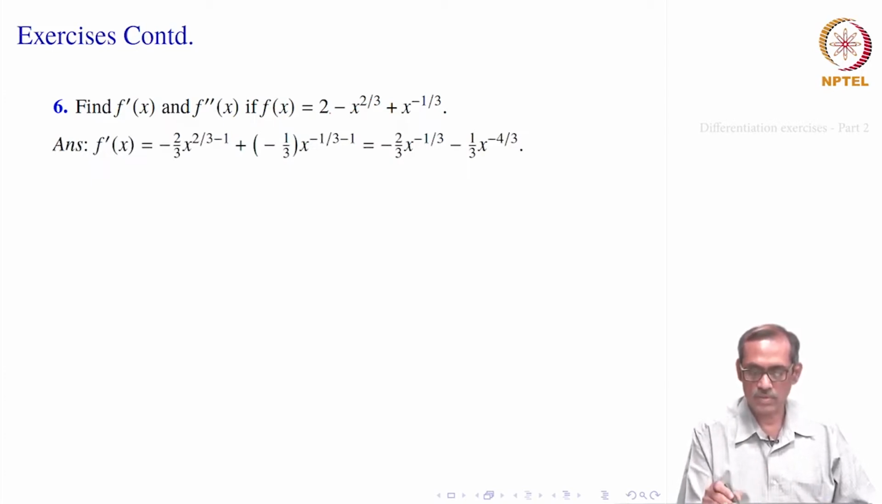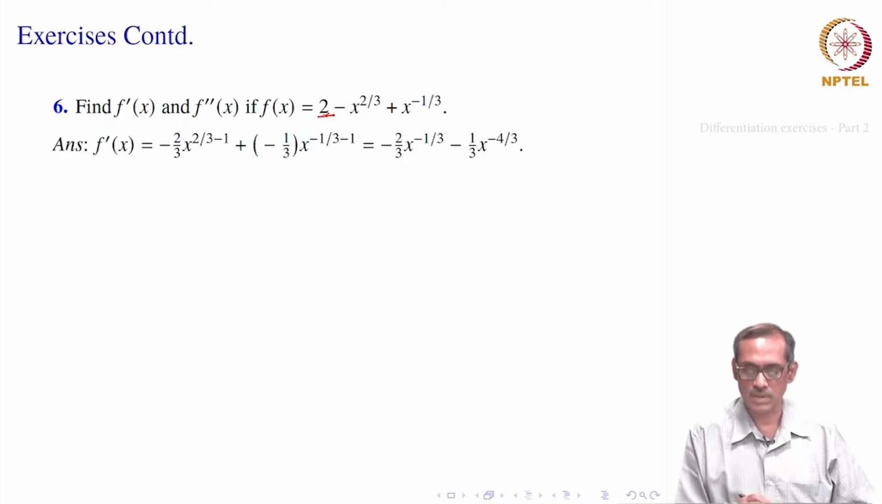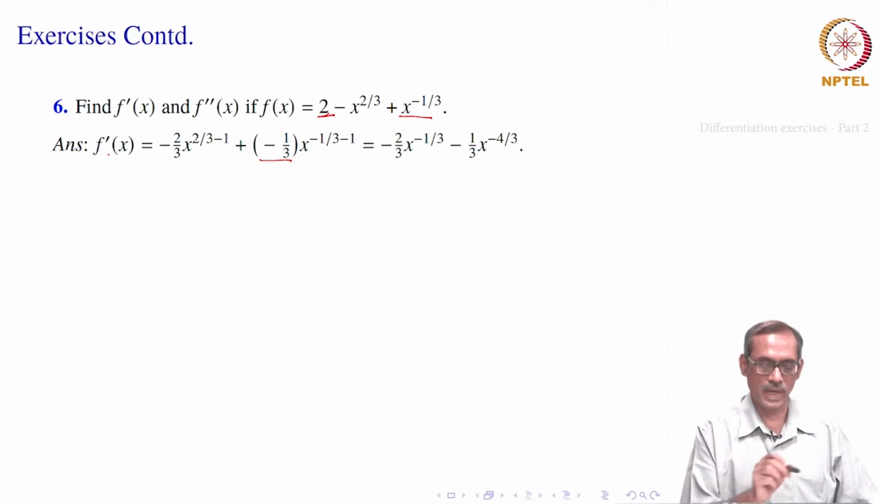For f'(x), first 2 gives derivative 0 and the minus sign remains as minus sign. Then x to the power 2/3 gives 2/3 into x to the power 2/3 minus 1. Next is x to the power minus 1/3, that gives minus 1/3 x to the power minus 1/3 minus 1. Now, we simplify or just rewrite it. It is minus 2/3 x to the power 2/3 minus 1, which is minus 1/3, and minus 1/3 x to the power minus 4/3. That is what our f'(x) is.